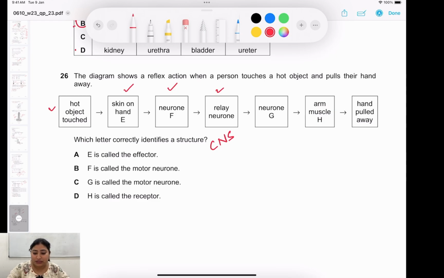So if I just talk about E, F, G and H, E is going to be the receptor, F is going to be the sensory neuron, and then G is going to be motor, and H is going to be your effector. So let's see. E here is the effector? No. F is the motor neuron? No. G is the motor neuron? Yes. And H is the receptor? No. H is the effector. So correct answer here is C.